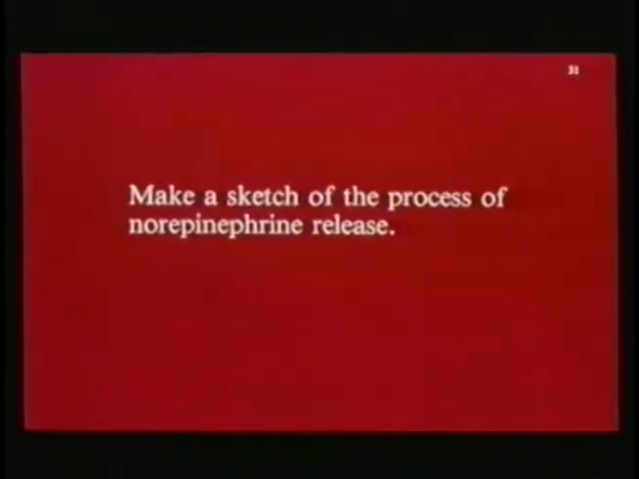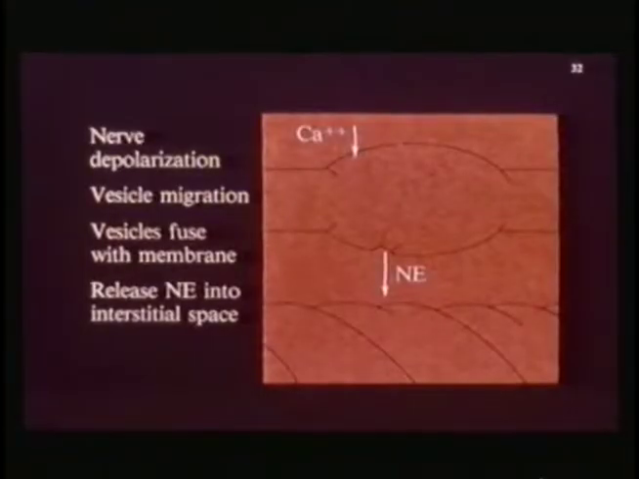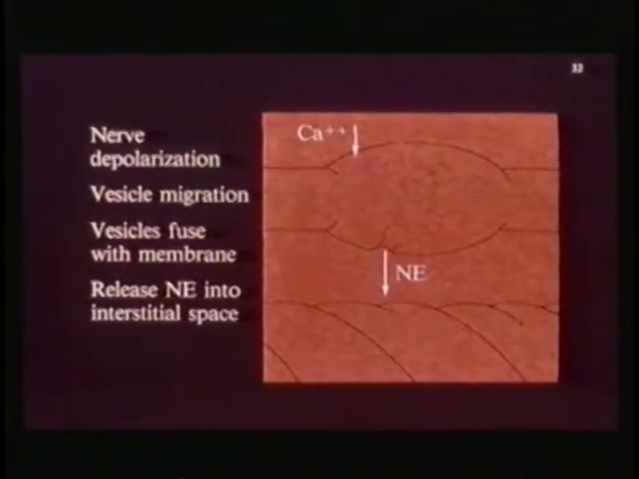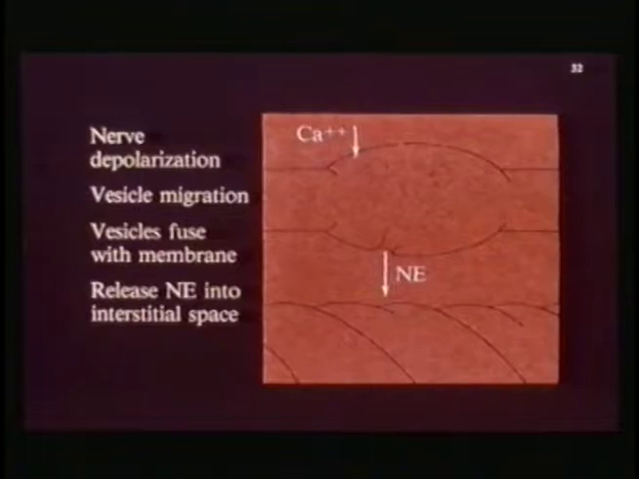31. Make a sketch of the process of norepinephrine release. 32. When the nerve cell is depolarized, calcium enters the cell, where it is believed to cause storage vesicles to migrate to the cell membrane. The vesicles fuse with the membrane and release the stored norepinephrine into the interstitial space by exocytosis.